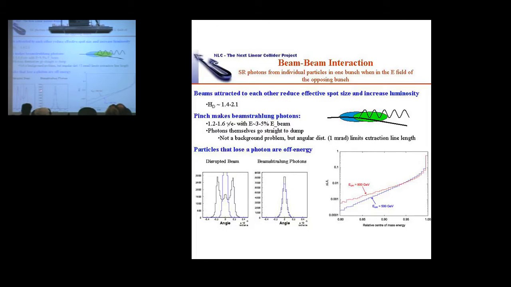So here's the beam-beam interaction. The beams are attracted to each other. Photons are produced, 1.2 to 1.6 photons per electron, taking some fraction of the beam energy and going off to the dump. It's not a background problem. The angular distribution of those photons, in units of milliradians, shows that we leave a 1 milliradian aperture, that's 0.2 in that plot, to have a 5 or 6 sigma opening for that radiation to go out. Aside from that, there's no real issue.